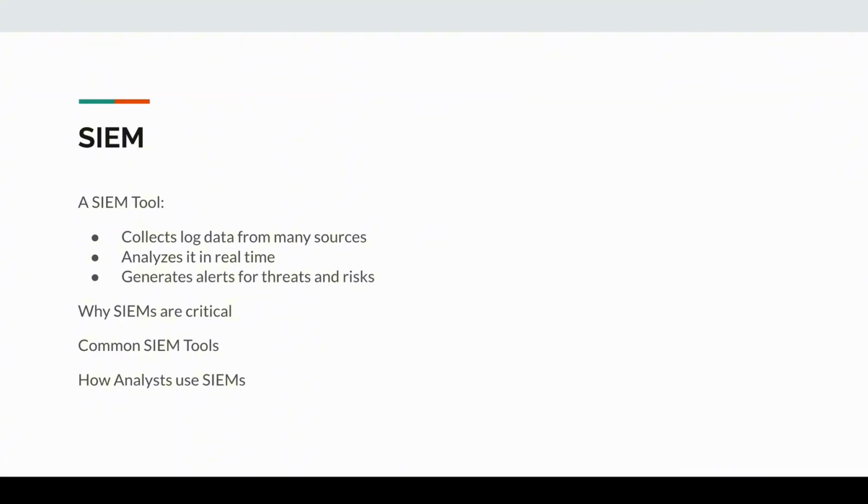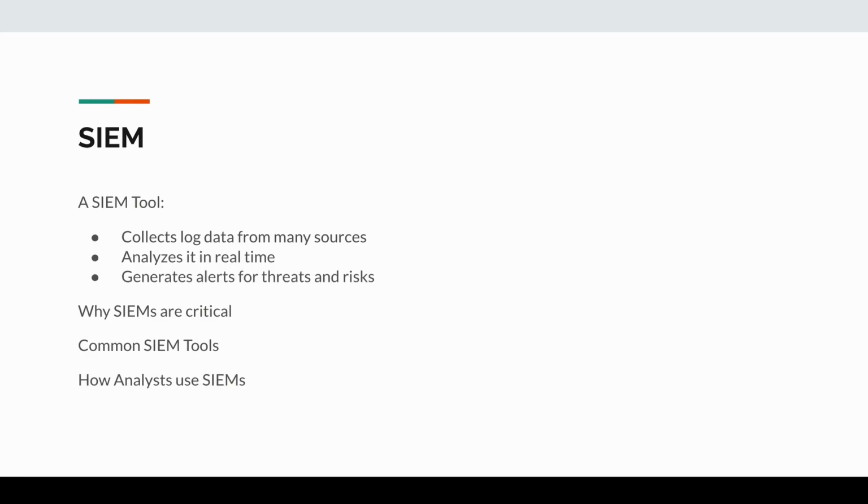SIEM tools. What is a SIEM? A SIEM tool collects log data from many sources, analyzes it in real time, and then it generates alerts for threats and risks. Why they are critical: without a SIEM, analysts would have to manually review massive log files. Detection could take hours or even days. But with a SIEM, alerts surface important events immediately, and then the analyst can just focus on the risk and not the noise.